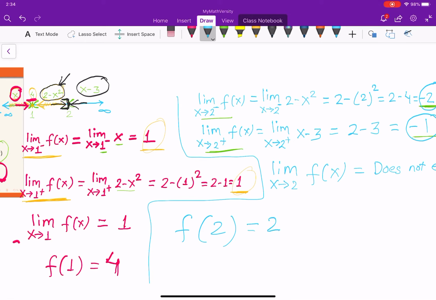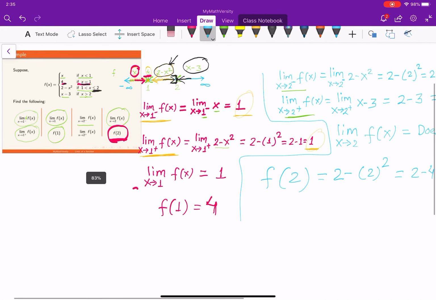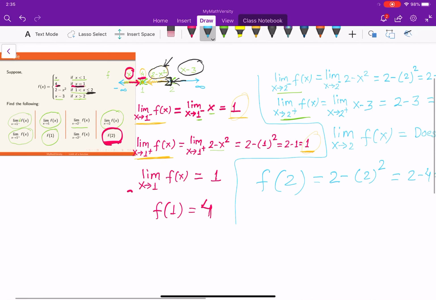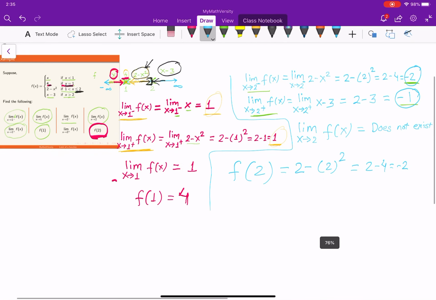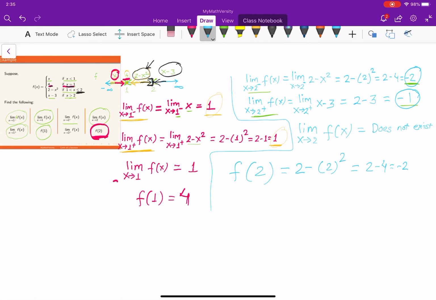So if that is the case, what can we do? Just use that as a rule to find the value of the function at 2, which means 2 minus, replace x by 2, so 2 minus square of 2, then that is equal to 2 minus 4 is equal to negative 2. And this is how we can actually find the value of the function at 2, and then some other limits that are given in this problem.